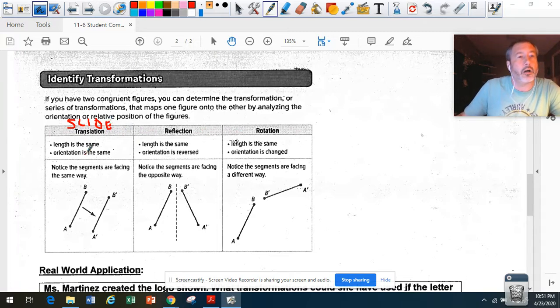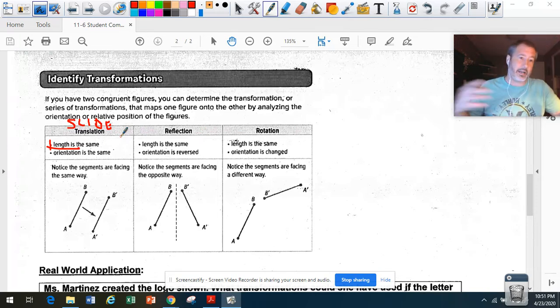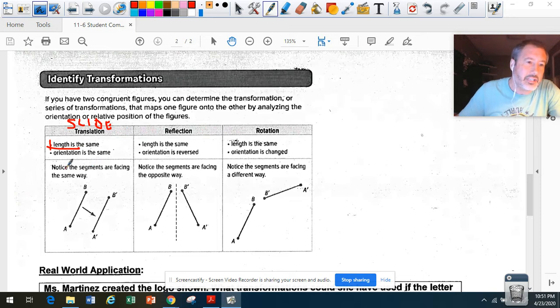Now we got our translation. Now, as you see here, boom, right here, it's going to be congruent. Length is the same. So the image is not changing, meaning the size, shape, length, width, height of the image has not changed at all. It's exactly the same and has the same orientation, which means it hasn't been rotated or flipped upside down, anything like that.